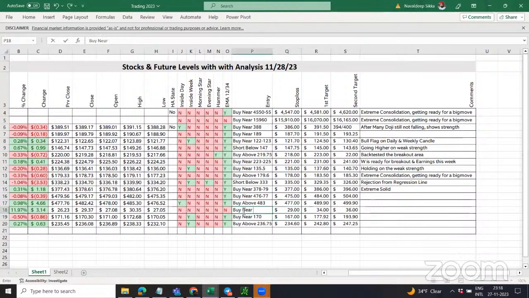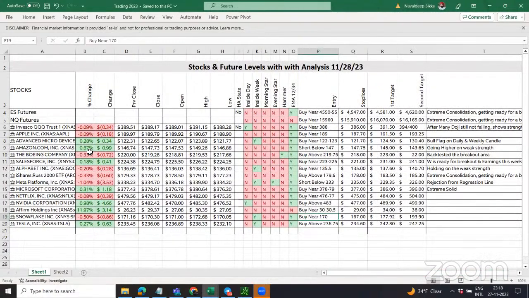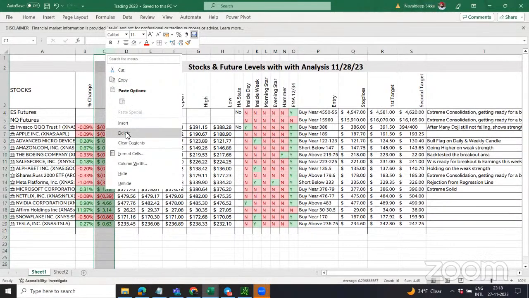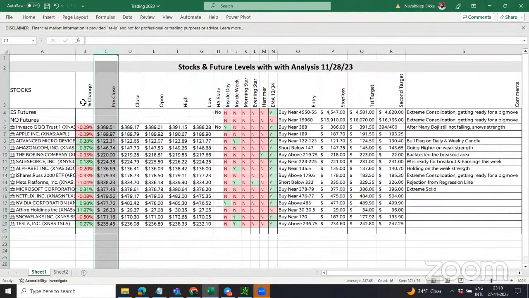Buy near 30, or 30.5. This looks good to me. This column, I don't think we need. Percentage change. Previous close.